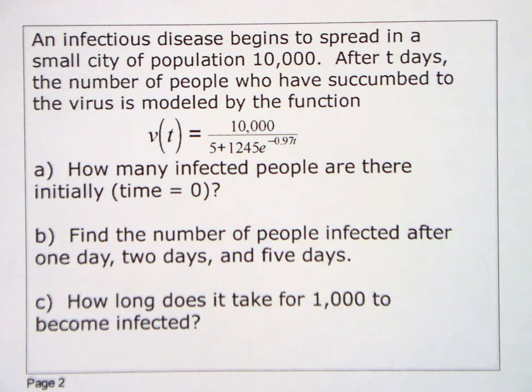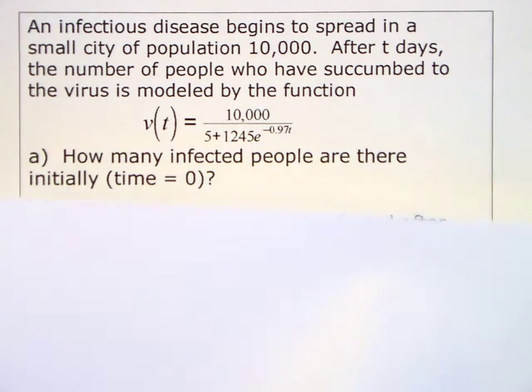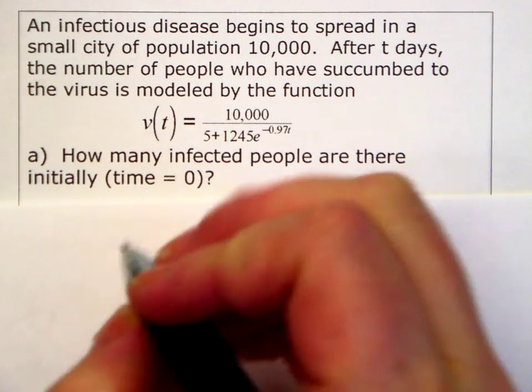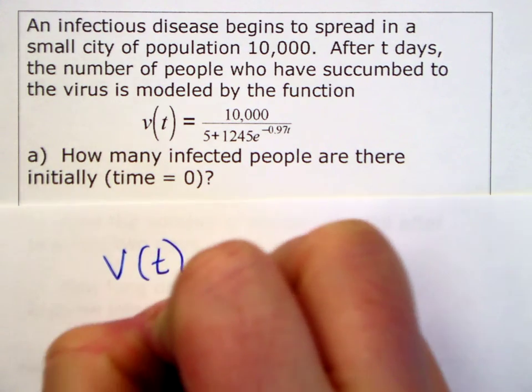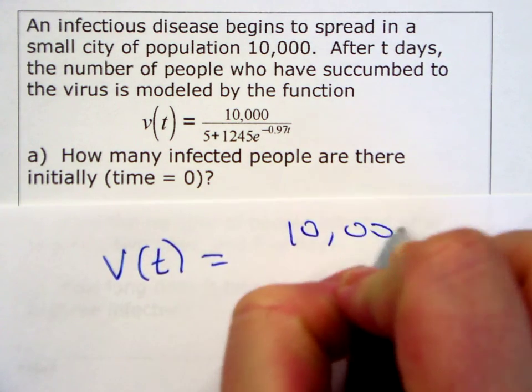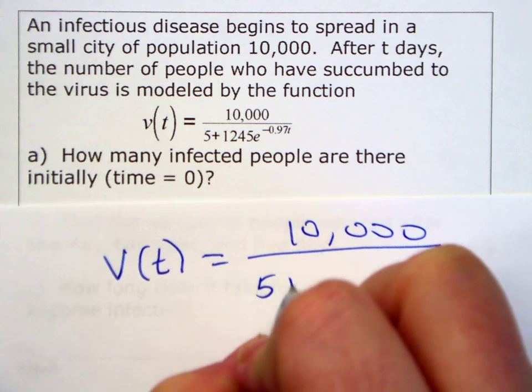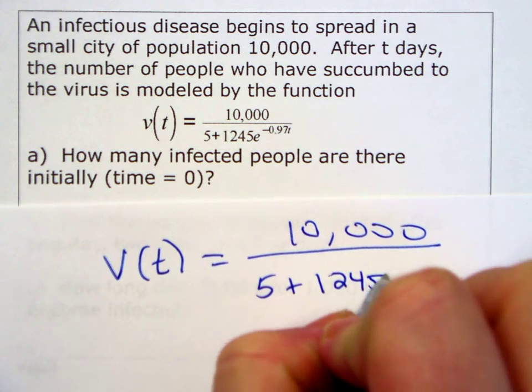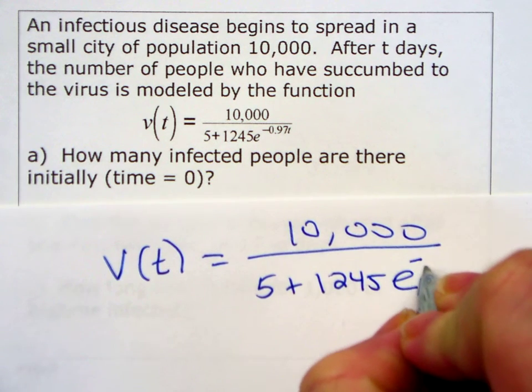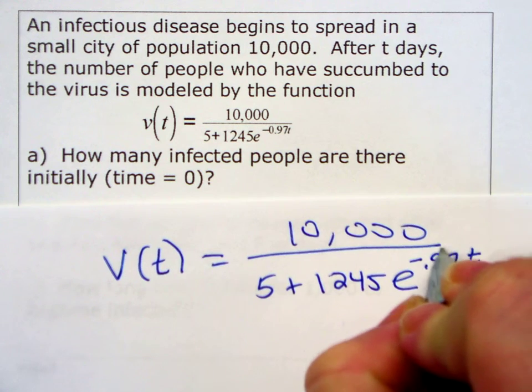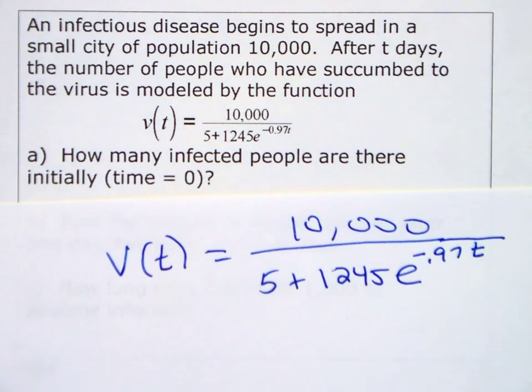All right, so notice this function looks really complicated, but it's actually not. V of t is 10,000 over 5 plus 1245e to the negative 0.97t. The t is only in one spot, just on the bottom there.